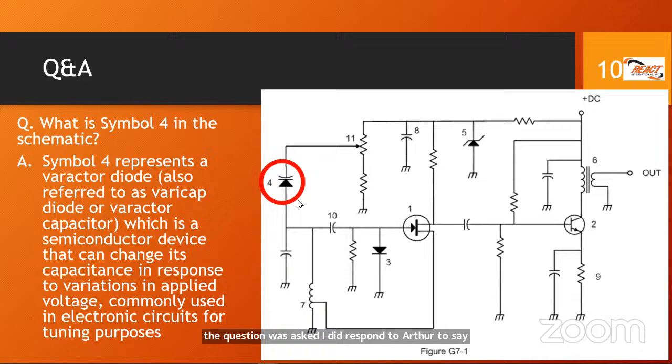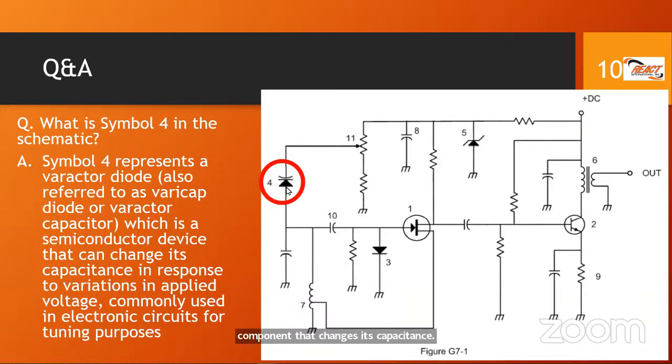So it is in fact a varactor diode, but the question is, what is a varactor diode? What is it used for? So we have a little definition as to what it is here on your screen. Essentially, the varactor diode is a component that changes its capacitance based on the applied voltage.